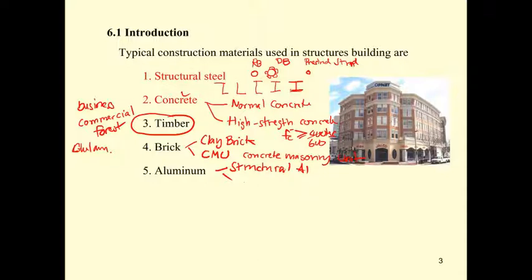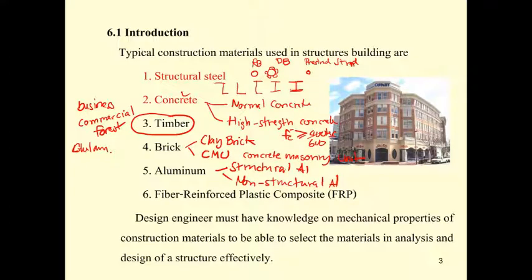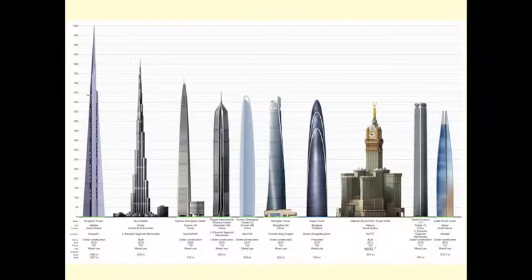And there is also non-structural aluminum. You can see it in the ceiling of Academic Building One. The whole ceiling is built with non-structural aluminum, and then they put plates of wood between the aluminum and produce the ceiling of the roof. And the last one is FRP. So it is your duty to select the material properly in the design and analysis of the structure.